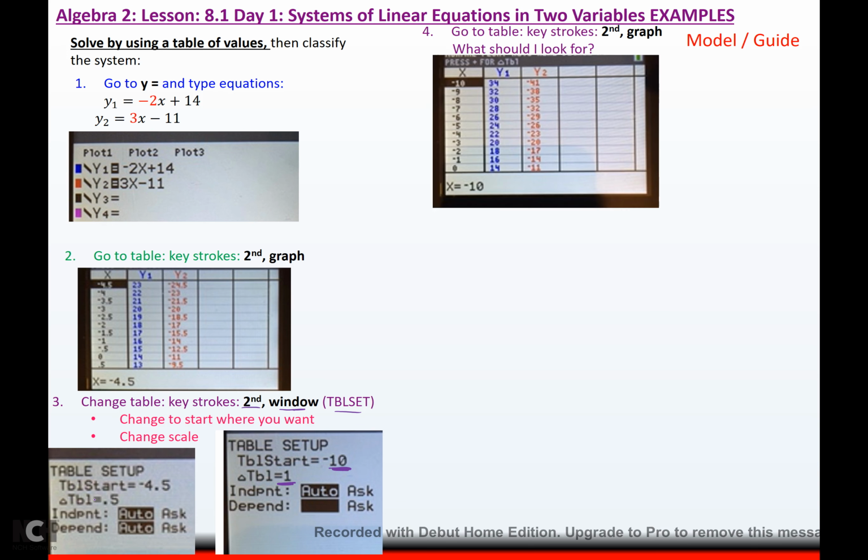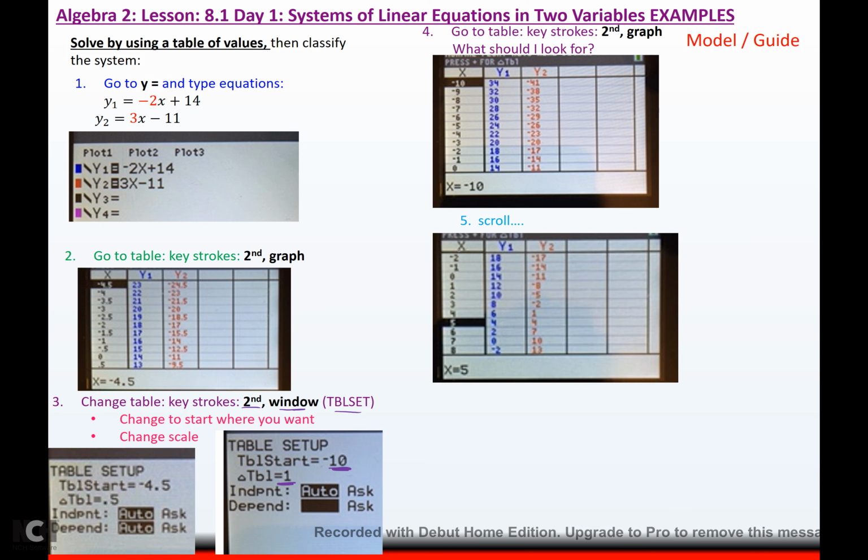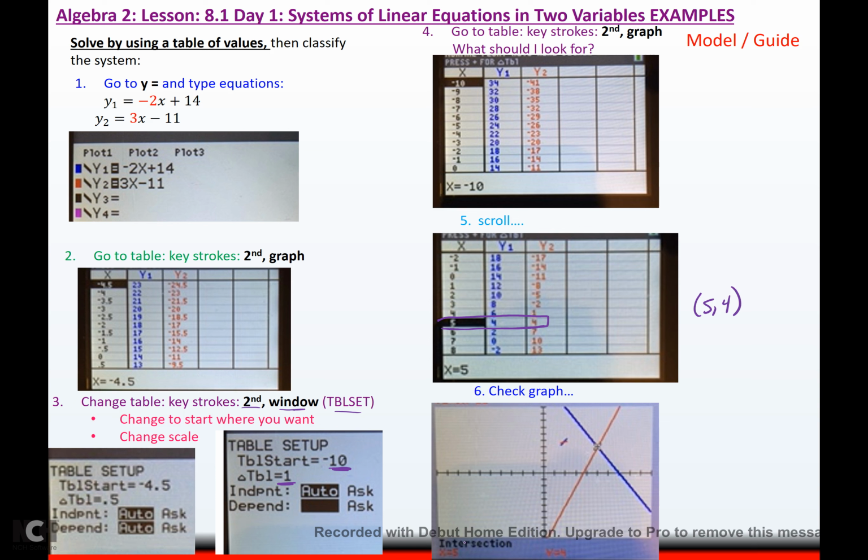Alright, and then when I go to table now, I'm scrolling and I'm trying to find matching y values. And I don't see any, so I'm going to keep scrolling. And as I get up here to positive 5, oh, there was the system. Okay, so again, I found matching y values, which means my solution is 5, 4. You can check the graph. I did the intersection and got the same thing. To me, instead of doing the table, this is faster.